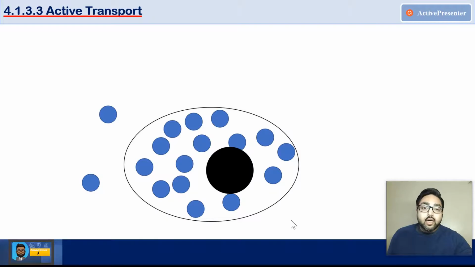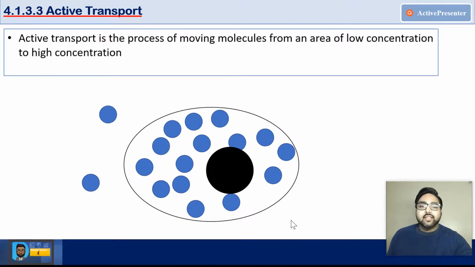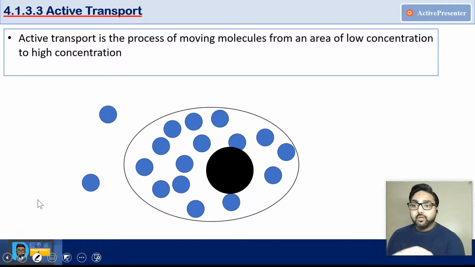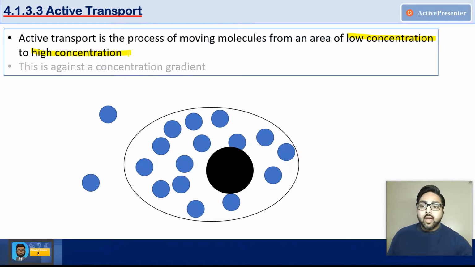Hashtag crazy. So why? It's because active transport is a process of moving molecules from an area of low concentration to an area of high concentration. Now, actually, that's the opposite of diffusion. It's moving from low concentration to an area of high concentration. And this clearly is against the concentration gradient. So it's going in the opposite direction to which the concentration gradient would normally facilitate diffusion to occur.